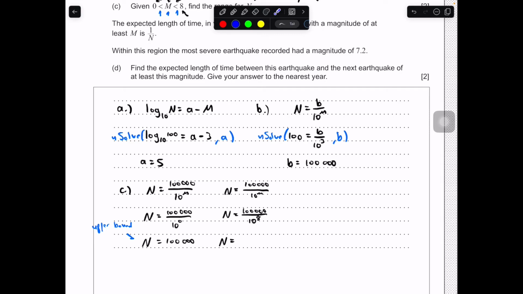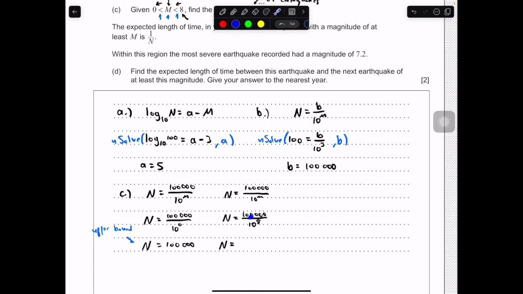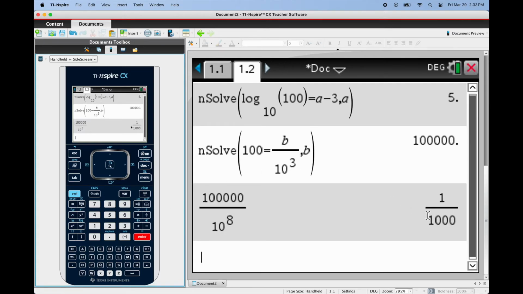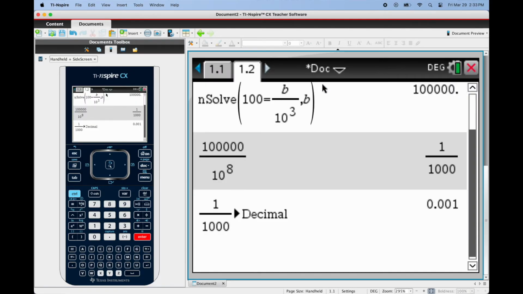And if we put in a value of m for a very strong earthquake into this equation, n is equal to 100,000 over 10 to the m, what is the range of the number of earthquakes that we can have? So 100,000 over 10 to the 8. I'll go to the calculator to work that out. On the calculator screen, set up a fraction, 100,000 over 10 to the 8, and it gives us 1 over 1,000. Let's write this as a decimal, 0.001.